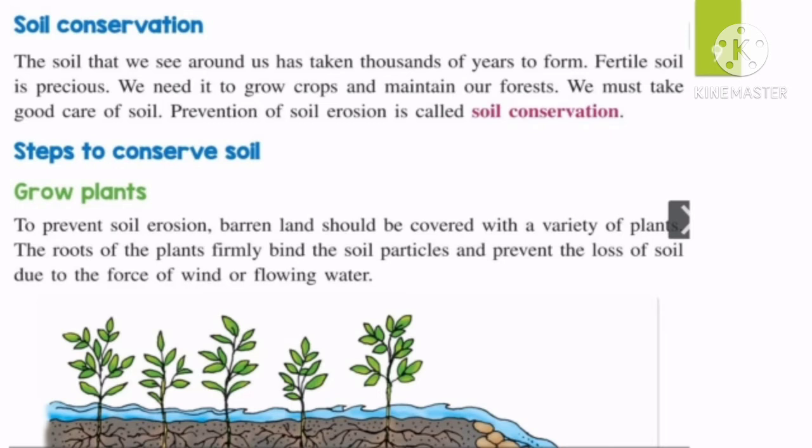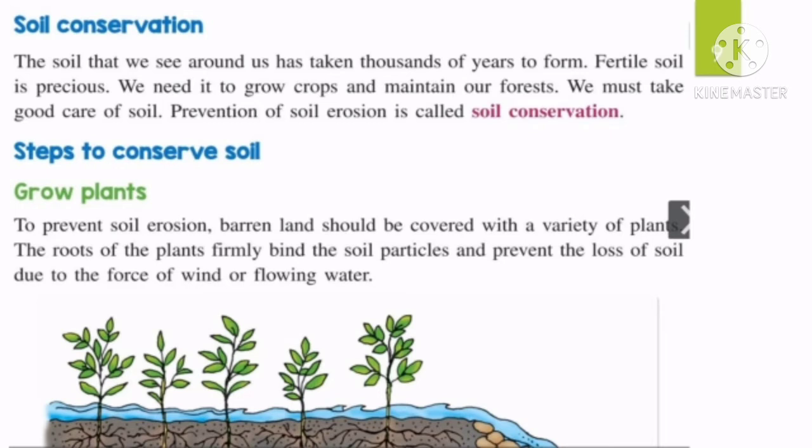The next subtopic is steps to conserve soil. The first one is to grow plants. Dear class, to prevent soil erosion, barren land should be covered with a variety of plants. The roots of the plants firmly bind the soil particles and protect the soil from the force of wind and flowing water.